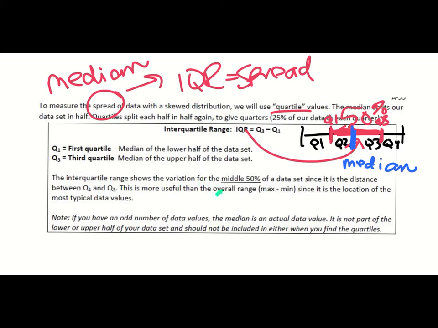And it is most useful overall. This is more useful than the overall maximum minus minimum, since it's the location of the most typical data. Because most of the time you're going to find most of your data in here rather than in this area or in this area. So that's what an interquartile range is, this area in here.